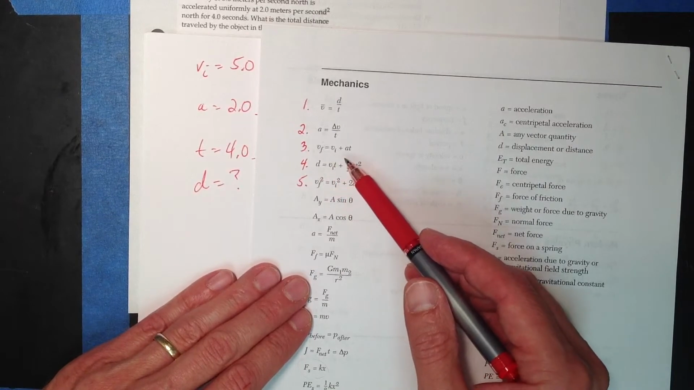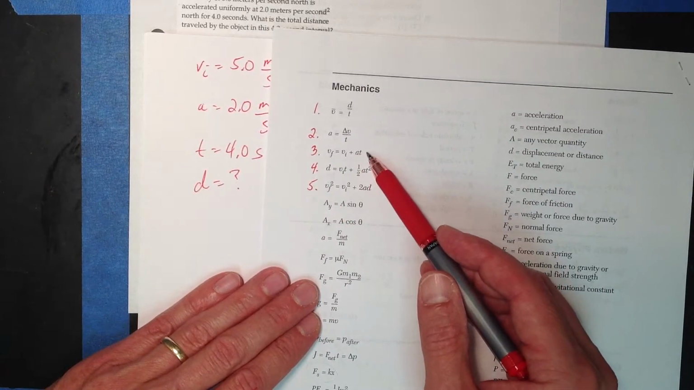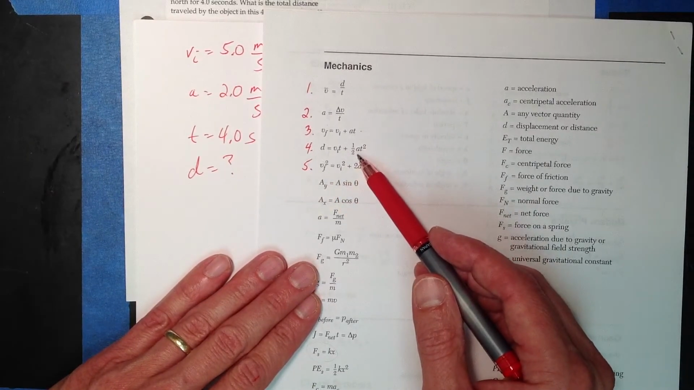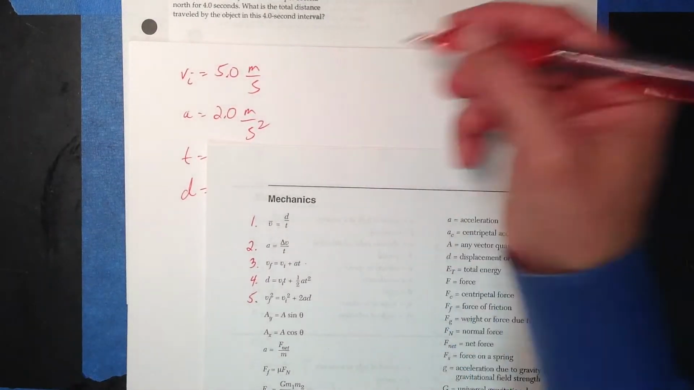VI... No, we need to find distance. This is not going to work. There's no distance. This has distance, but doesn't have final velocity. It's going to have to be number 4. Okay, let me copy that down.